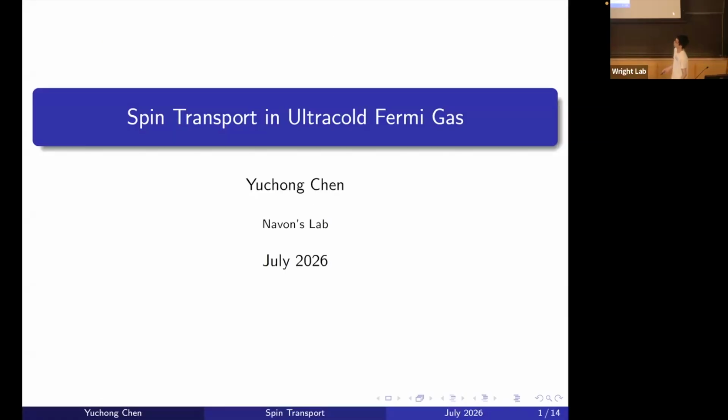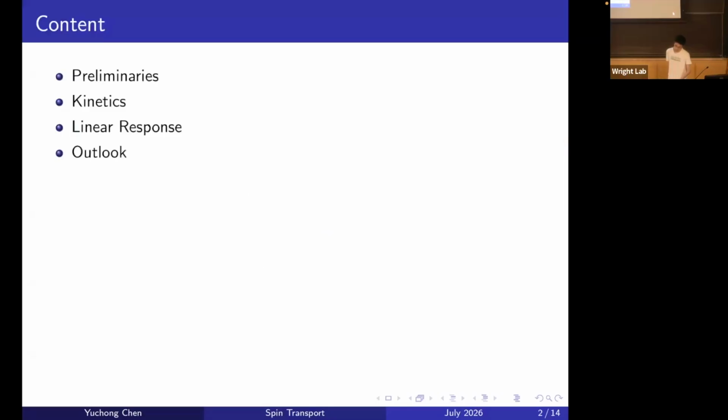So I'm Yuchong from Stanford, and I will present on spin transport in a box potential. As an overview, I'll first cover some preliminaries on the setup of this experiment and theory, and then we'll cover the kinetics as well as the more analytic stability response in the CG system.